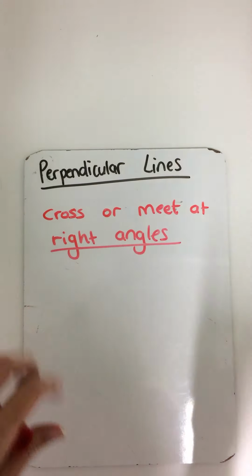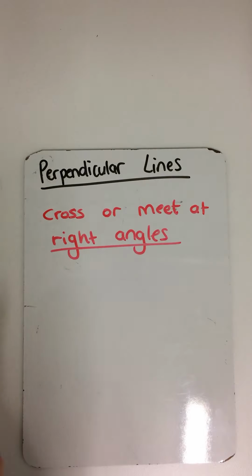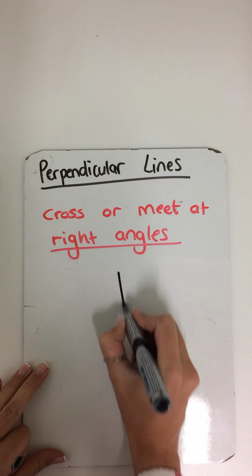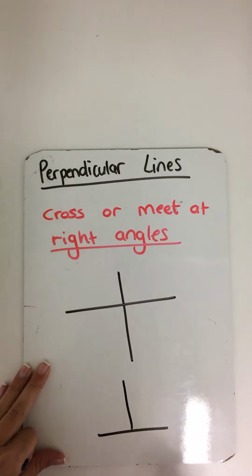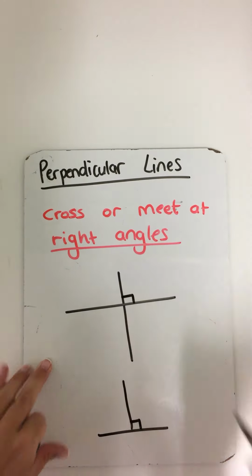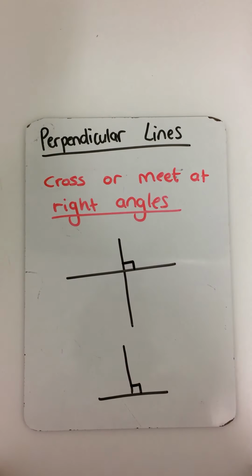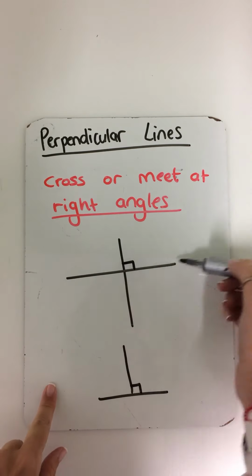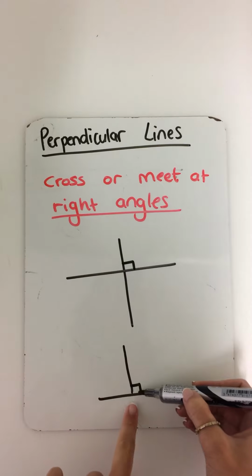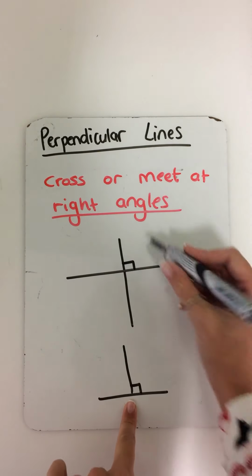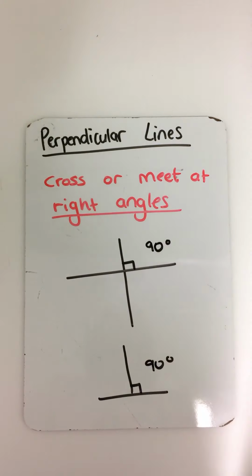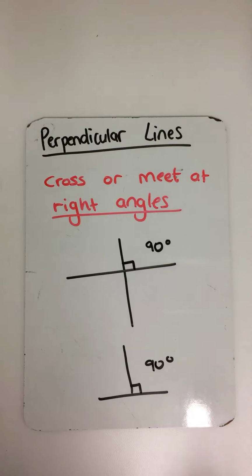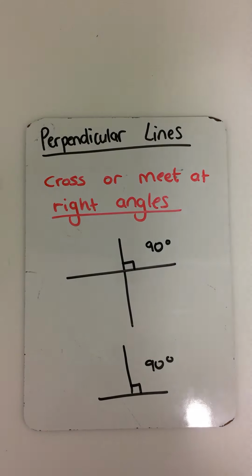Okay, so for a line to be considered a perpendicular line, they have to cross each other or meet at right angles, which means they have to meet at 90 degrees. That is what we call a perpendicular line. So there are two ways that we can draw perpendicular lines.